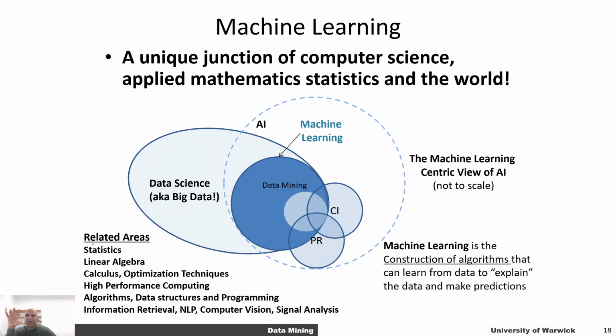What you see on your screen is a very rough Venn diagram, and this is not to scale, of the differences between artificial intelligence, machine learning, data mining, data science, computational intelligence, abbreviated as CI in this particular diagram, and pattern recognition, which is abbreviated as PR. Now, what you can see is I've made a loose circle, this one that you can see, for artificial intelligence.